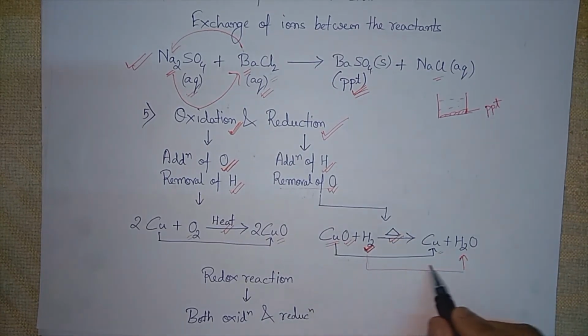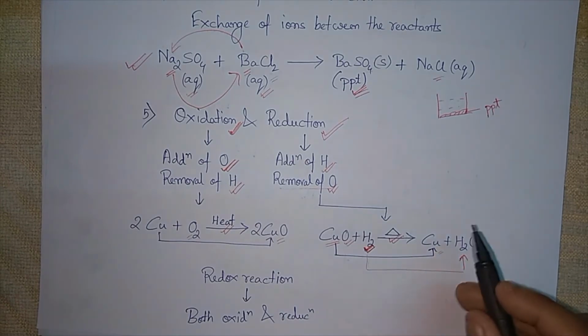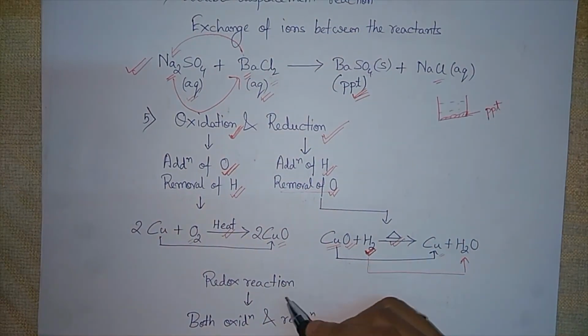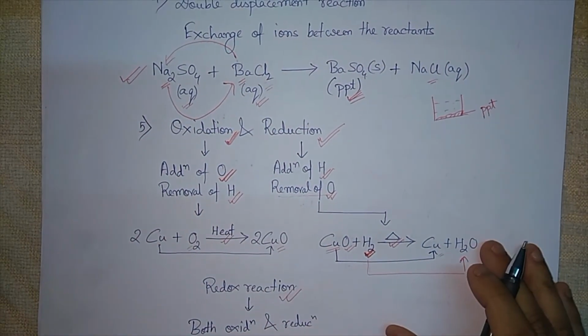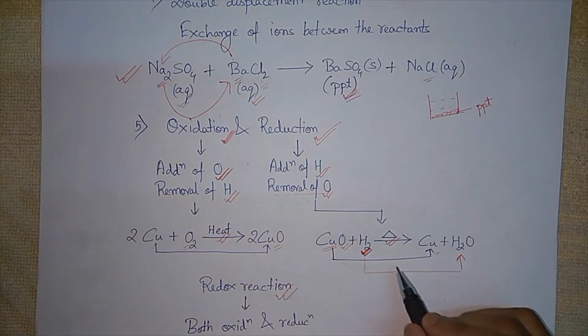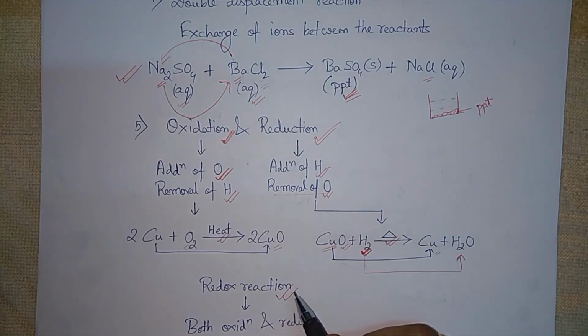Cuprous oxide is reduced to copper. Hydrogen is oxidized to water. So in this reaction, reduction has already been discussed, and oxidation is also occurring. So in a single reaction, when both oxidation and reduction occur, that type of reaction is known as a redox reaction. So this is a very good example of a redox reaction.